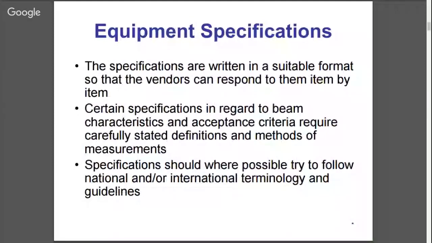The specifications need to be written in a format that the vendors can respond to them item by item, so a sort of list format, point by point. You maybe need to put in specifications in regard to the beam characteristics you want and acceptance criteria that are going to be necessary to meet these beam characteristics, and how you're going to define the beam characteristics and the methods of measurement. Okay, and I'll talk more about some of these as we progress through this lecture.